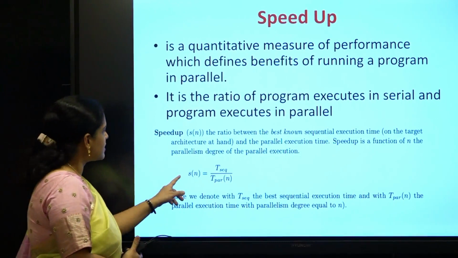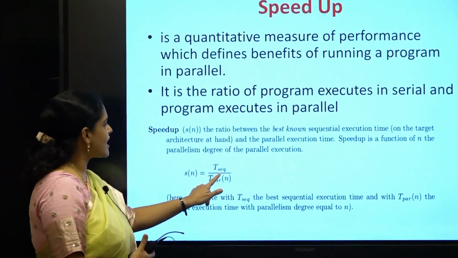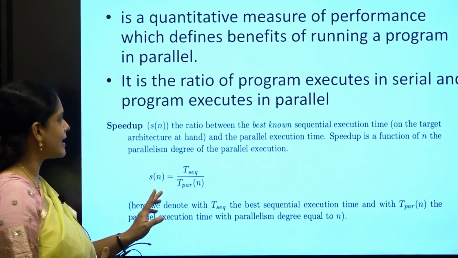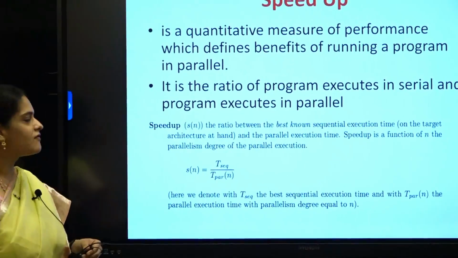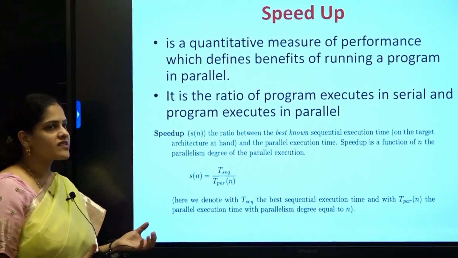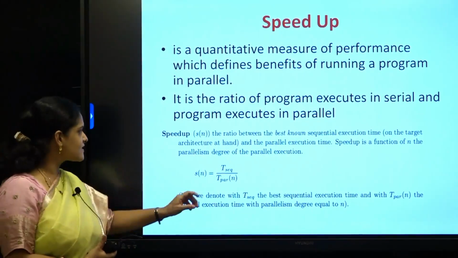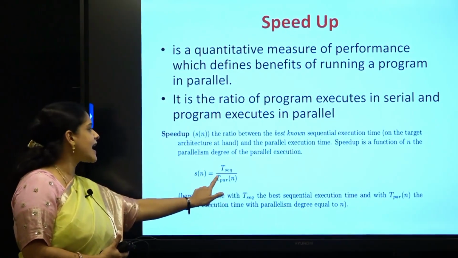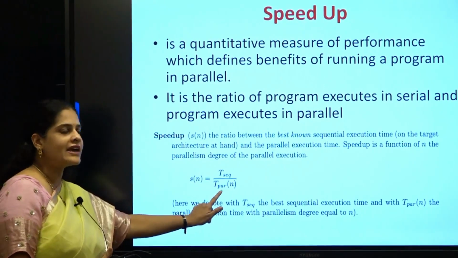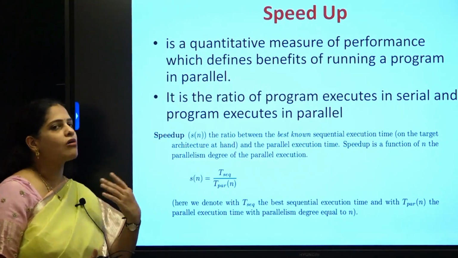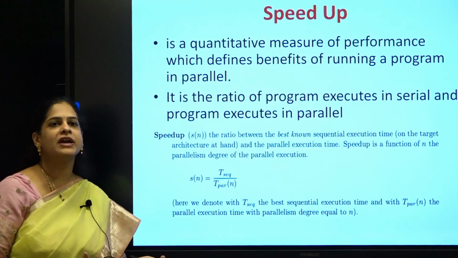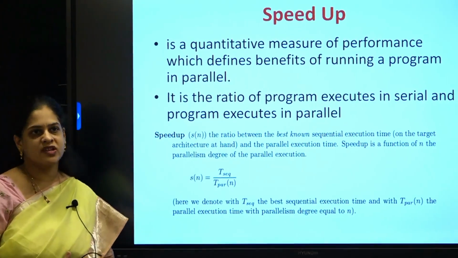So, S can be represented as T of sequential divided by T of parallel, which is the ratio between the time taken for the system to execute n tasks in a sequential manner and the time taken for the system to execute the n tasks in a parallel manner. So, this speedup tells how fast a parallel processor is compared to execution in a serial processing environment.